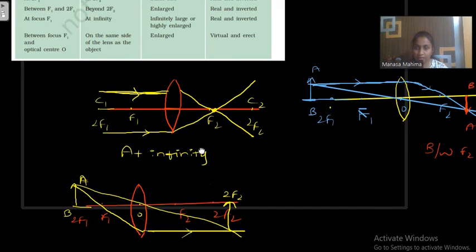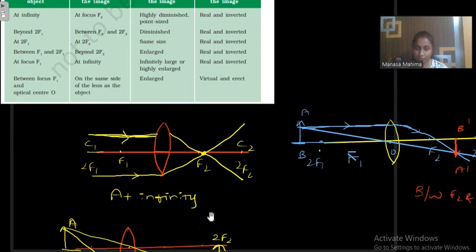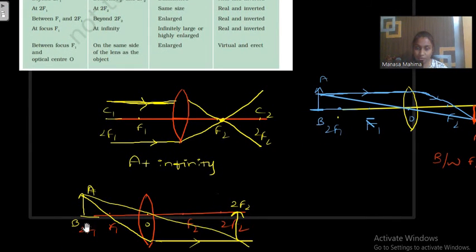If you see this table, the image is formed at 2f2. If you are taking the object at 2f1, you are seeing the image at 2f2 and it will be of the same size, but the nature of the image will be real and inverted. Real and inverted. Like this, you can draw the ray diagrams.